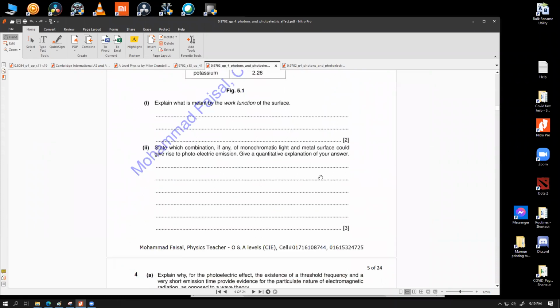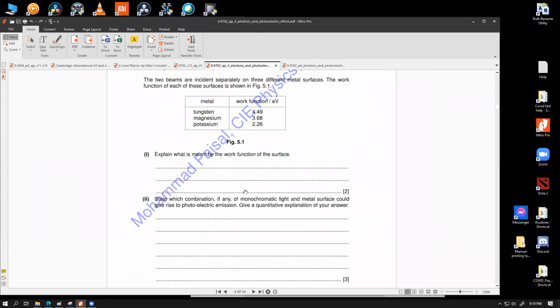So then it says, this is a very interesting question. State which combination, if any, of monochromatic light and metal surface could give rise to photoelectric emission. Give a quantitative explanation to your answer. There are two different ways to answer this question. I'm going to show you both the ways, but you can see which one is more elaborate, which one is less elaborate.